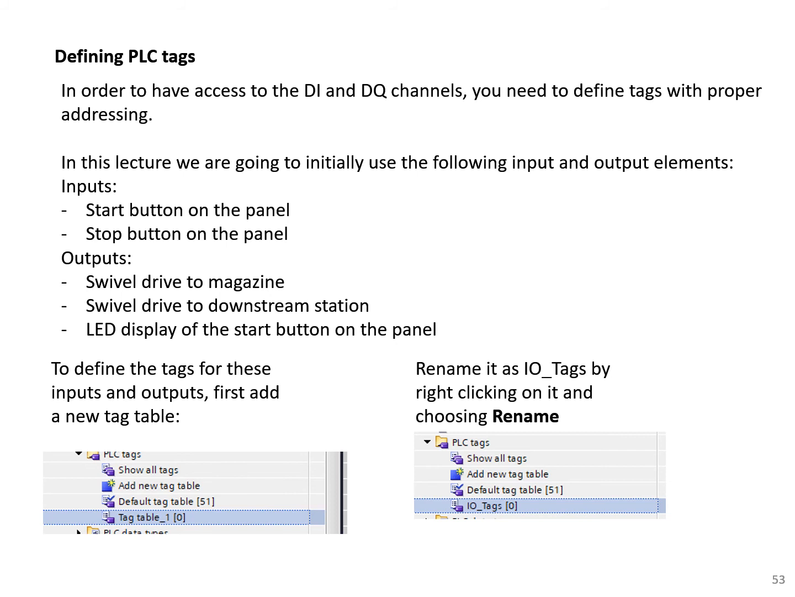To define the tags for these inputs and outputs, first add a new tag table. So here, PLC tags, and you need to define a new tag table. Rename it as IO tags by right clicking on it and choosing rename.